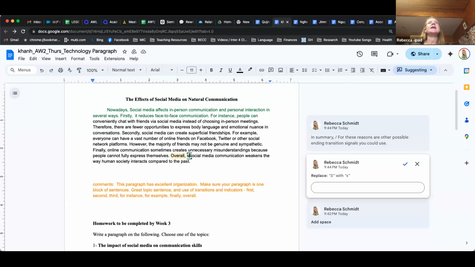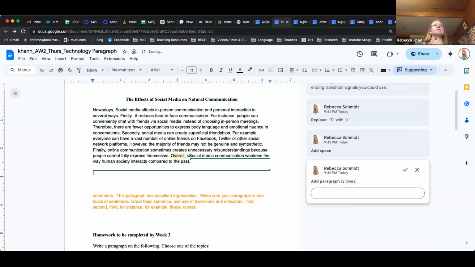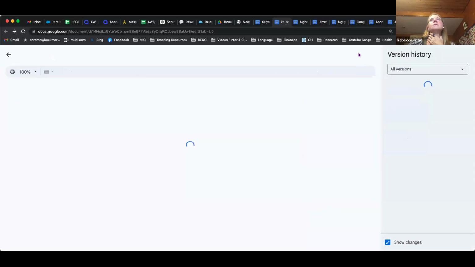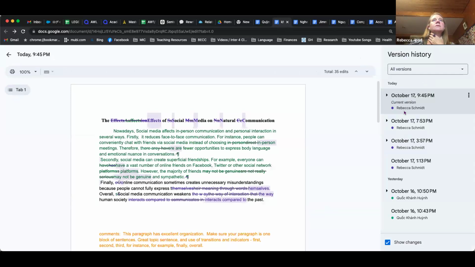I changed your sentence because this way sounds better. It was more concise. I need to look at your original again to see your sentence. Okay, so you said, "Overall, social media communication weakens the way of interaction that human society interacts compared to the past." This wasn't very clear. So we want to use fewer words if possible.